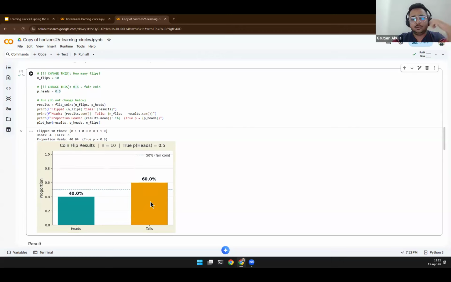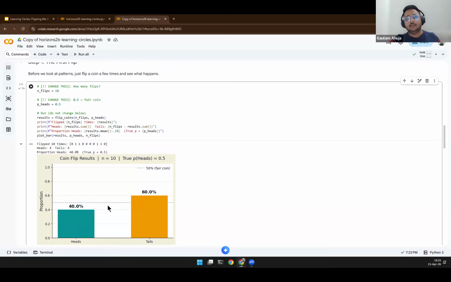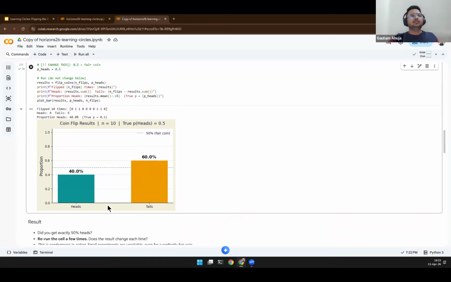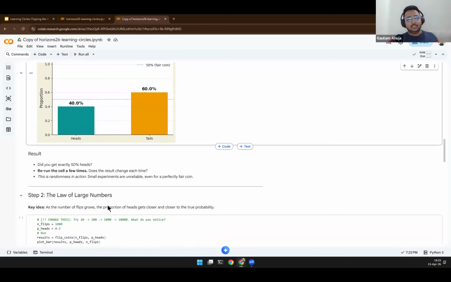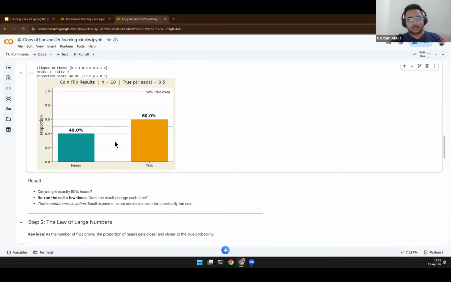We didn't have any bias or issues with the coin itself, but still we got a 40-60 split. What it's telling us is that you flip 10 times and there's a chance that you may only see heads 4 times out of the 10. But does that mean the probability of getting a head is actually 0.4? Or is it just saying that we have not flipped it enough times? This is the question being posed by this chart.